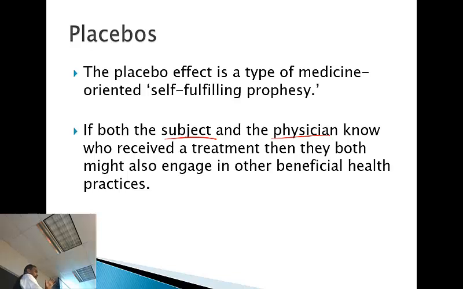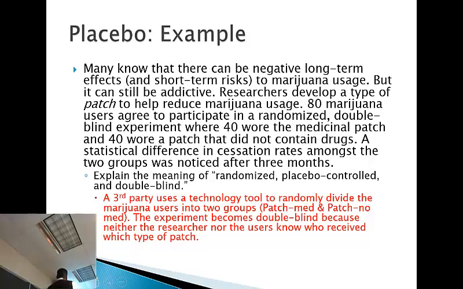There are short-term risks from marijuana, like not waking up for class. There could be negative long-term effects as well, addiction, brain damage, what have you. I create some kind of patch. Dude, give me that patch. Yeah, okay, let's get the patch. All right. You have a double-blind experiment. 40 wore the medicinal patch, 40 wore patches that contain drugs. And then you want to see who's still smoking after 3 months. Well, what does it mean to have a randomized, placebo-controlled, double-blind experiment?